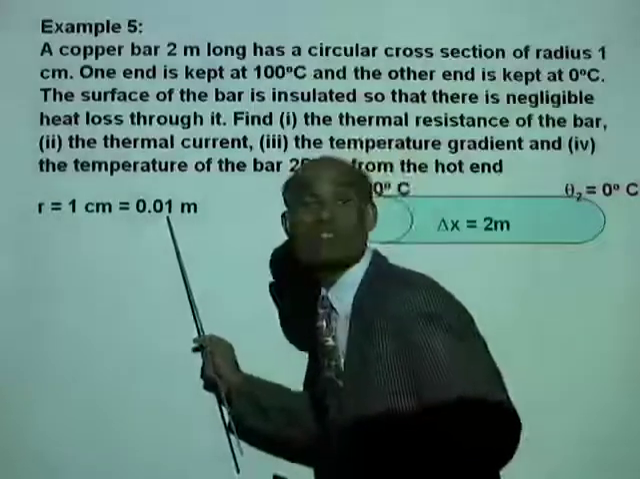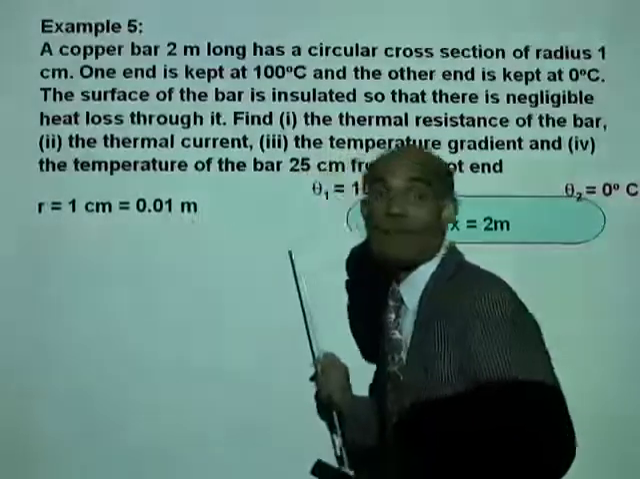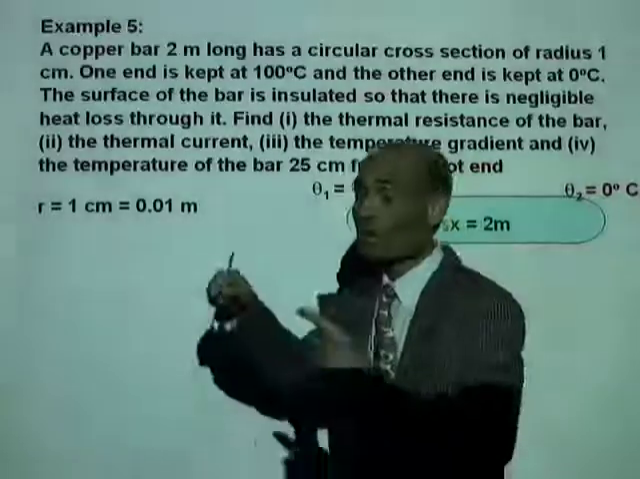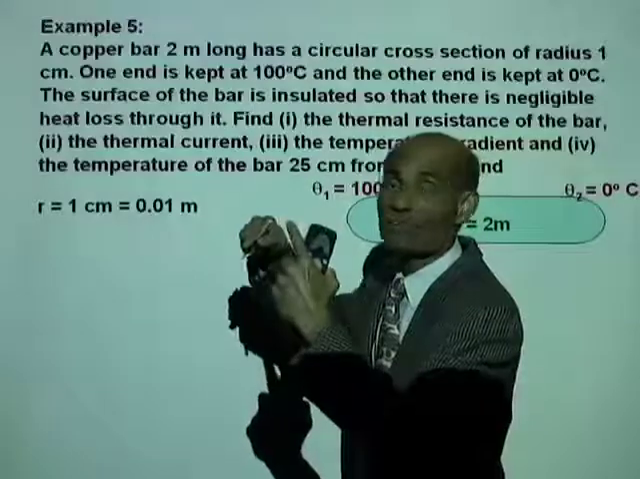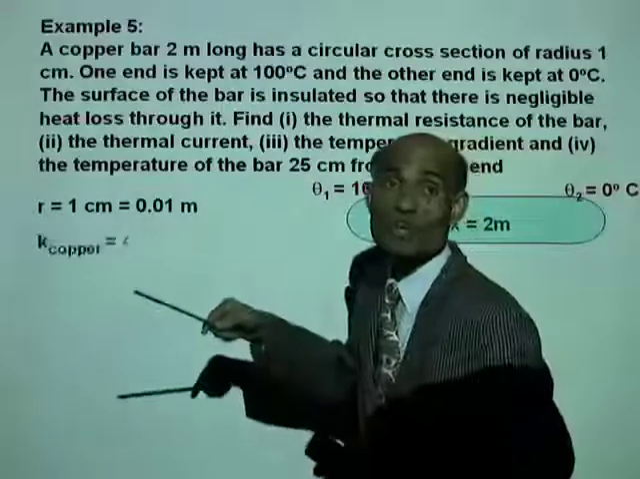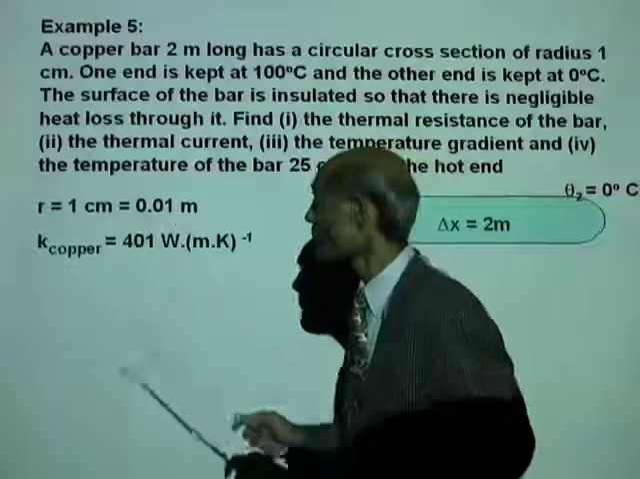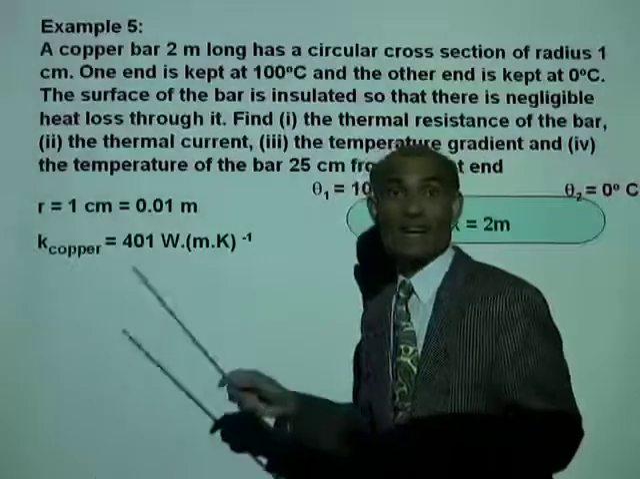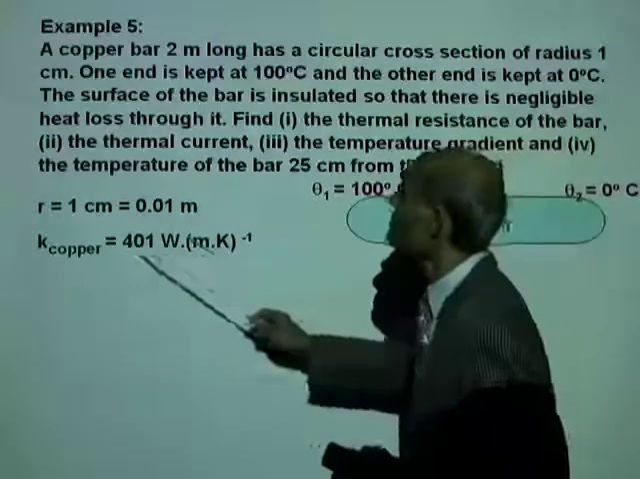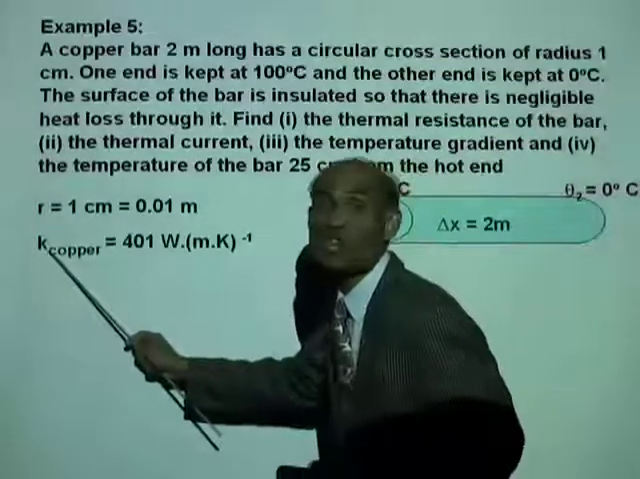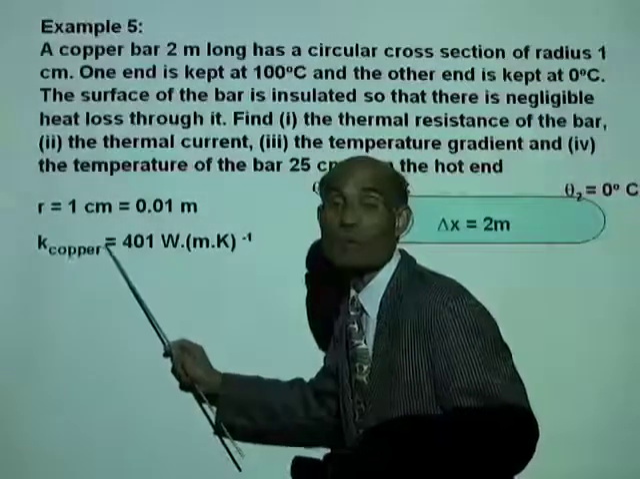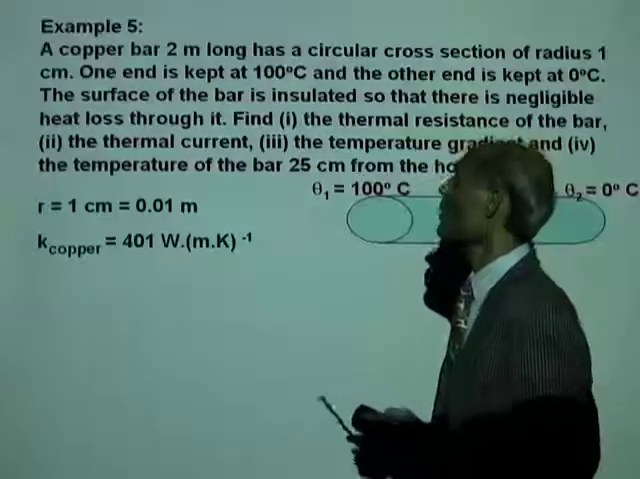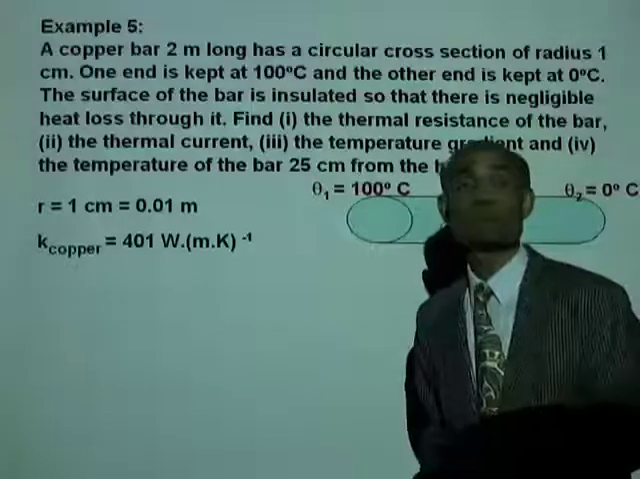And what do you need the radius for? That will help us to find the area of cross-section. What is the area of cross-section if it is a circle? Well, that will be pi r squared, is that right? And this is a copper material, and K, the thermal conductivity for copper from our tables, is 401 watts per meter per Kelvin.